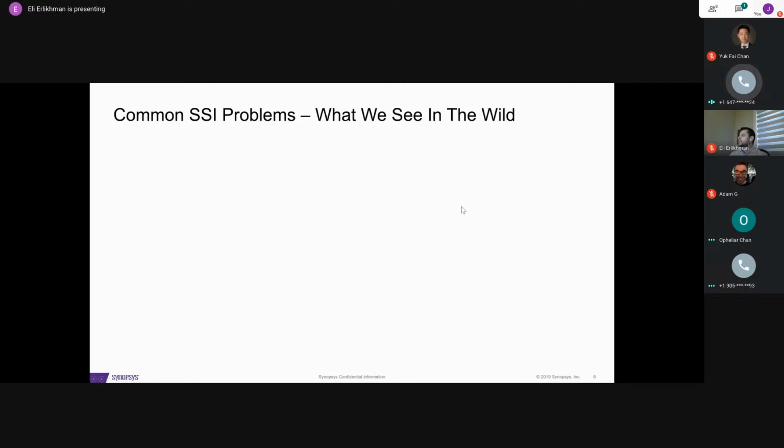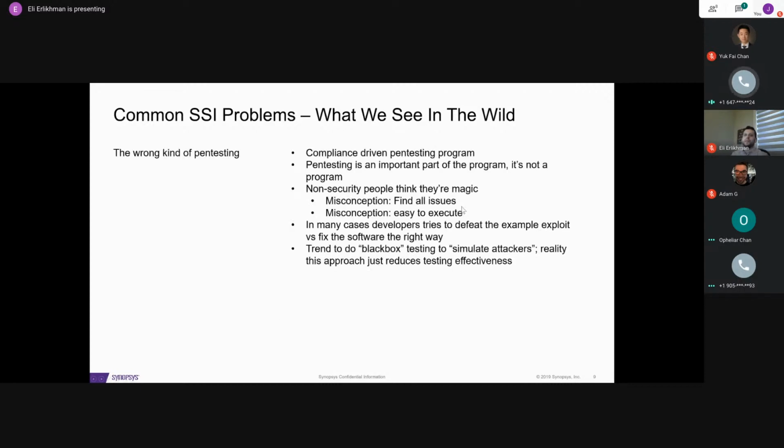So let's move on to one more. The wrong kind of pen testing. Right. So pen testing is obviously an important part. But in many cases, what we see in organizations is that pen testing is driven by compliance. And there are a lot of misconceptions of what pen testing can actually do for the organization. A lot of people think, one, that it can find all the issues, which is definitely not the case.